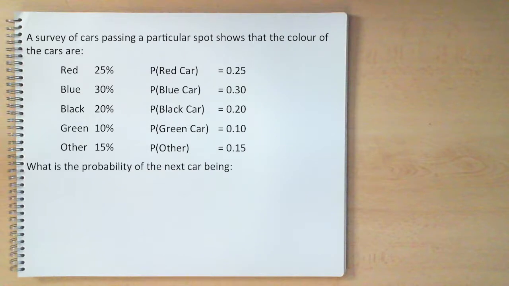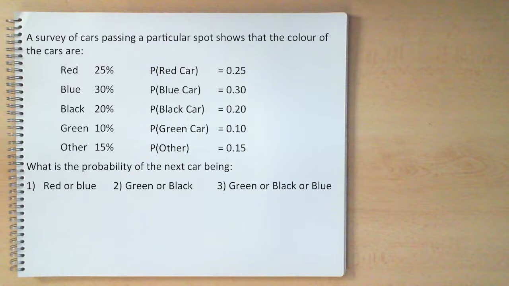So what is the probability of the next car being red or blue, green or black, green or black or blue? So here you don't know how many cars in total pass that spot or how many of each colour. You just are given the probabilities, and you're going to have to use those probabilities to work out the combinations that we have there. So first of all, the probability of red or blue.